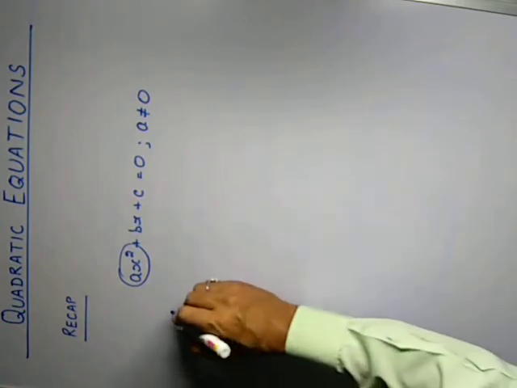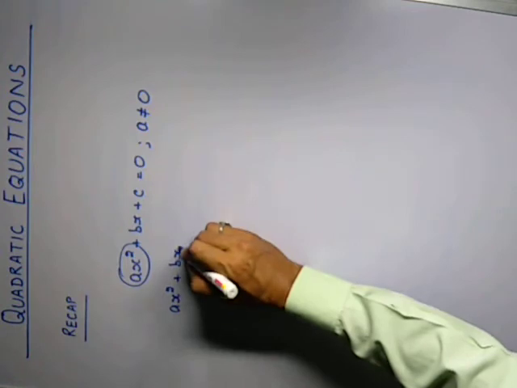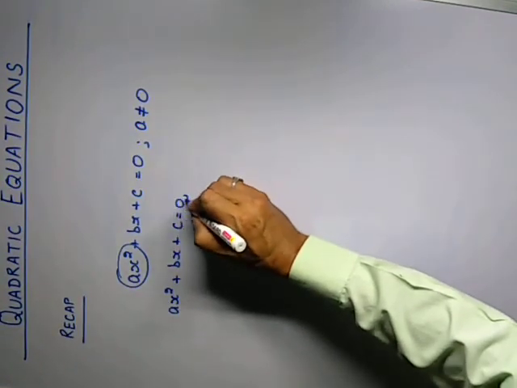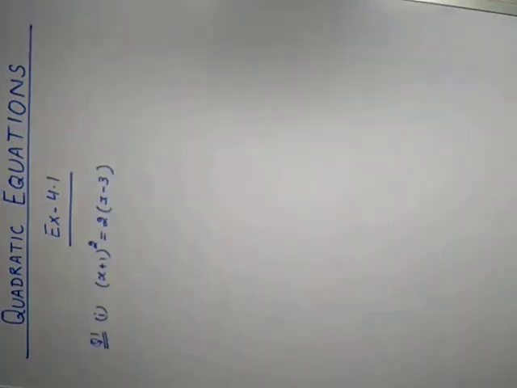So standard form or general form of quadratic equation is ax square plus bx plus c equals 0, where a cannot be equal to 0. Let us start exercise 4.1. First question is, check whether the following are quadratic equations. We have to identify in all the 8 parts which are quadratic and which are not quadratic equations.